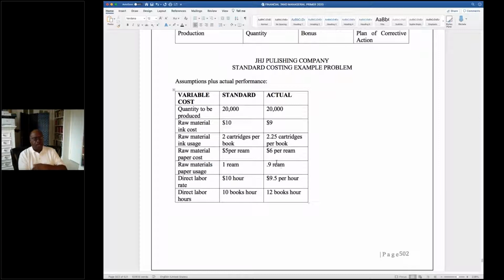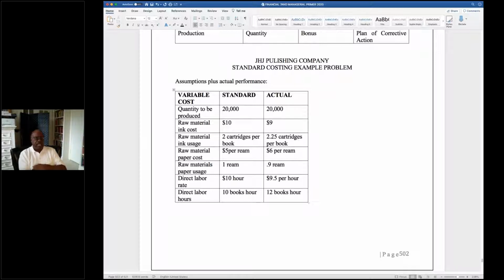And the workers did a good job, and the supervisors only used 9/10 of a ream, so they weren't wasting paper. For labor, the people were hired at 9.5 instead of 10, so that's a good thing. And then the workers made 12 books an hour as opposed to 10, so that was a good thing.